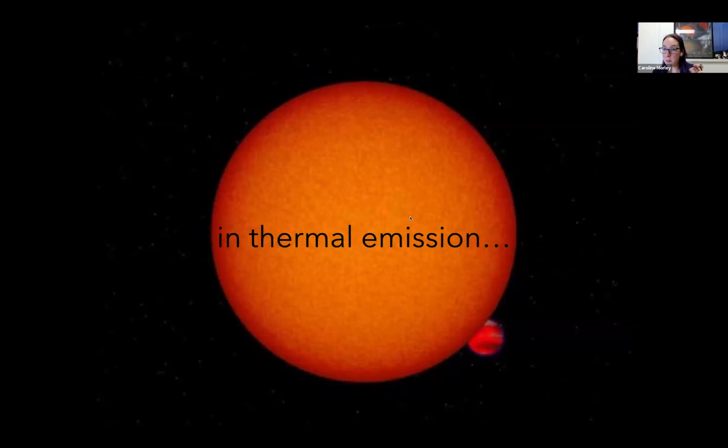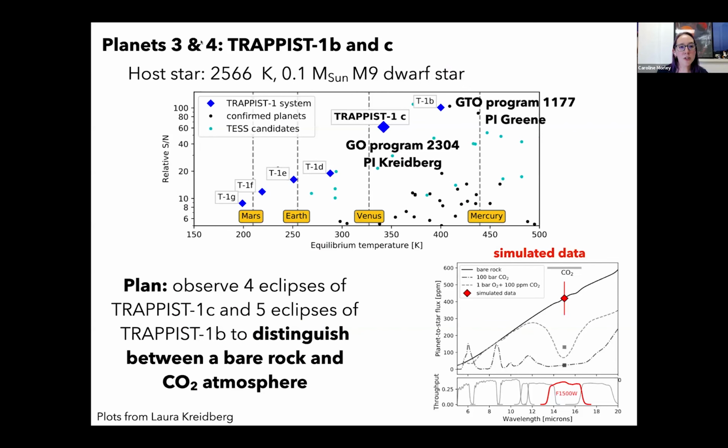So this is an eclipse, right, when the planet goes behind. So I'm gonna introduce you to astronomers' favorite new set of planets. This is the TRAPPIST planets. The TRAPPIST planetary system, the TRAPPIST star is actually just barely a star.